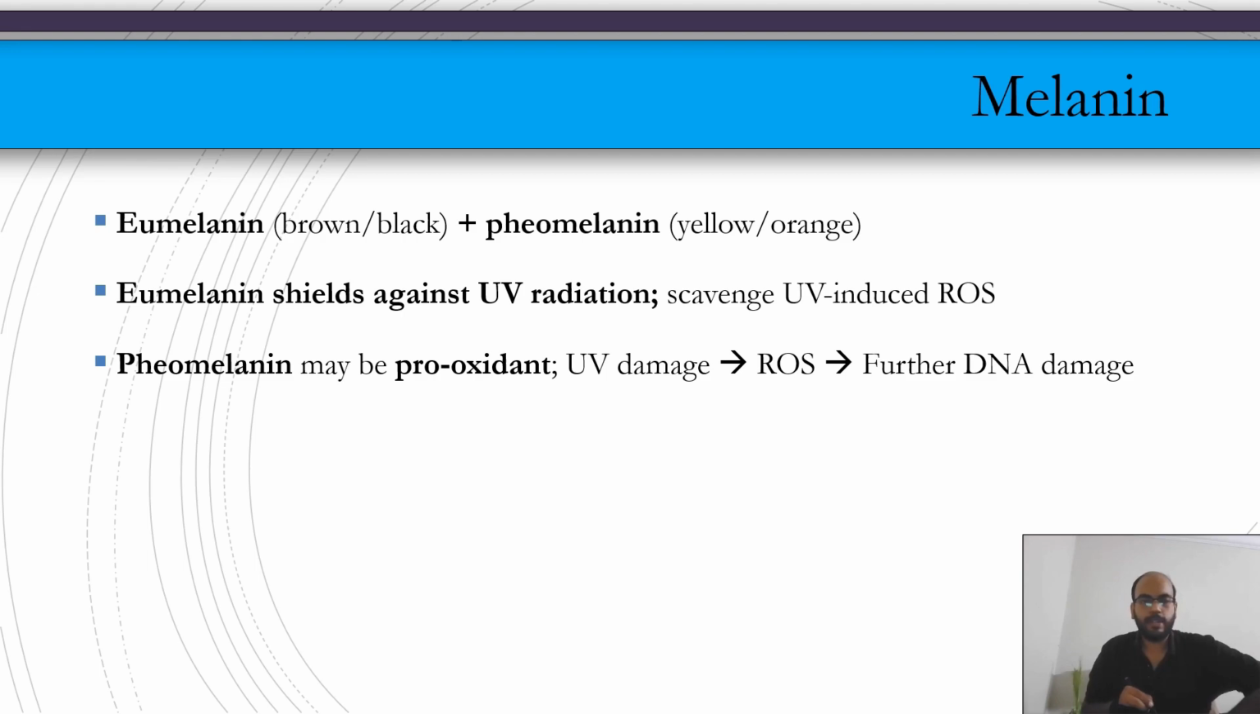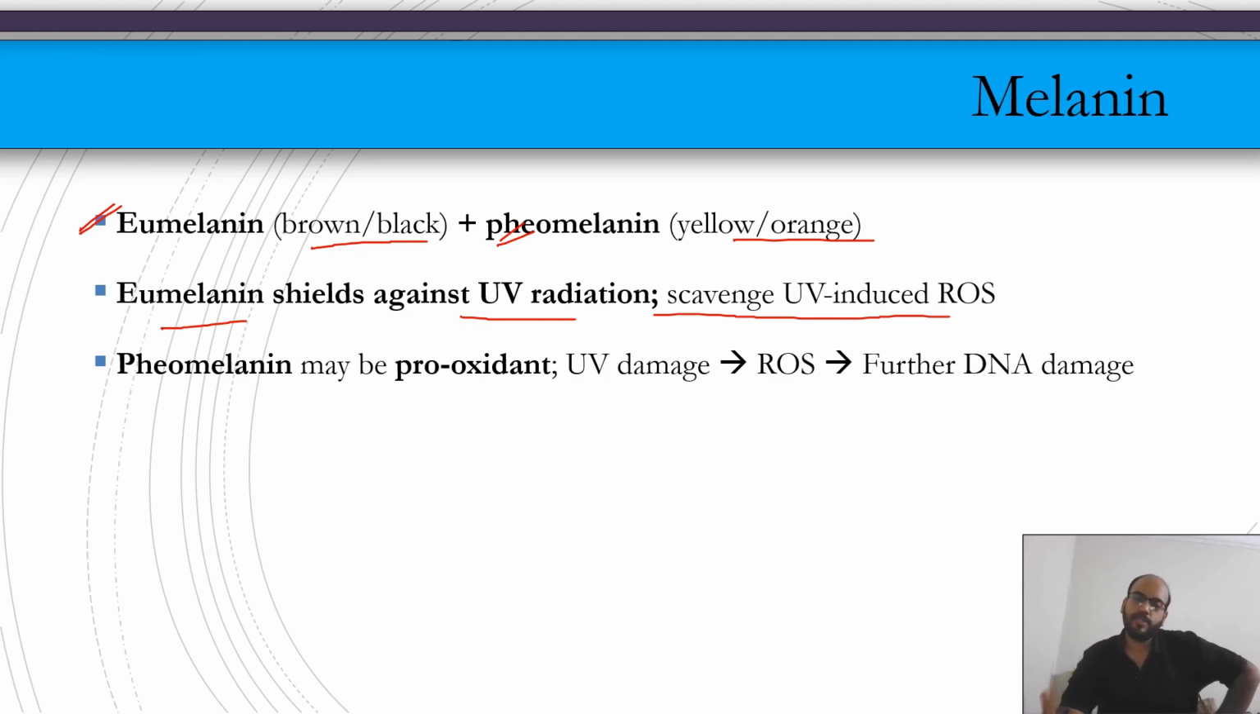We have two types of melanin, eumelanin and pheomelanin. Eumelanin is brown black, but pheomelanin is yellow orange or red melanin. Eumelanin shields against UV radiation. That means it is UV protective. It scavenges UV-induced reactive oxygen species. So all the UV-induced damage, eumelanin is the melanin that protects.